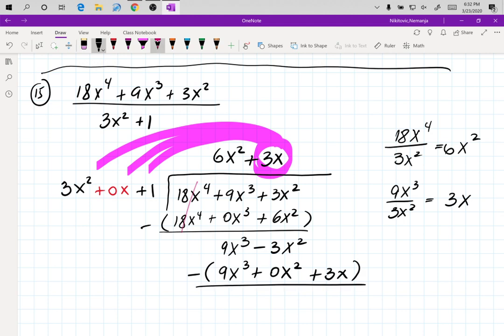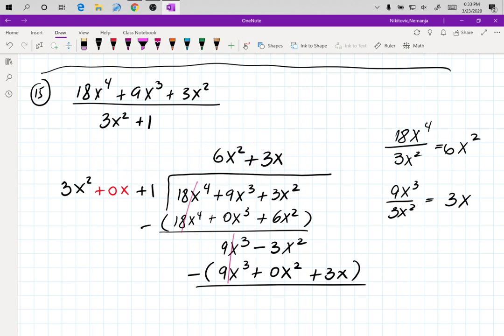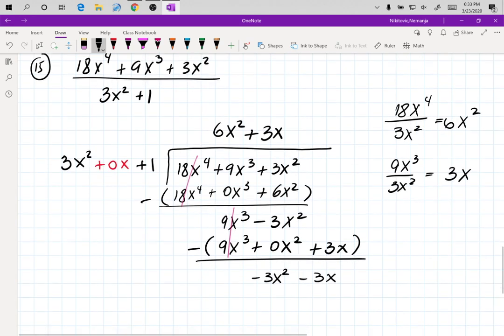Subtract. The first part will cancel. Then I have minus 3x squared minus 0. Well, that's still minus 3x squared. And then I have minus 3x. One last time, we are going to divide. One last time, because we already have the same exponent, so you can't go past that.